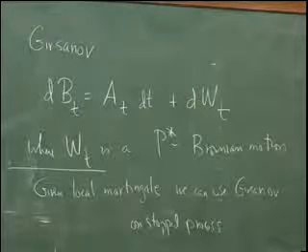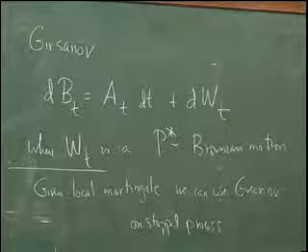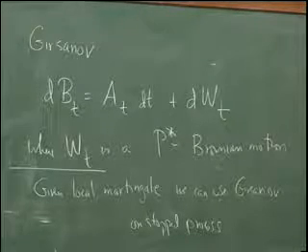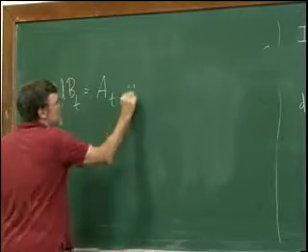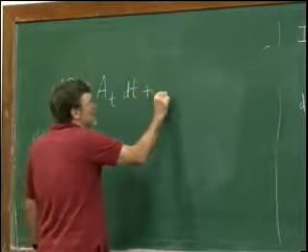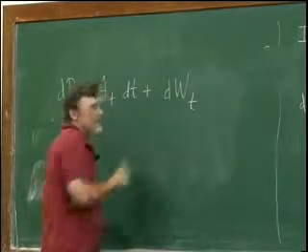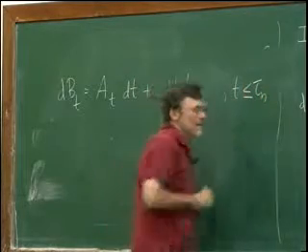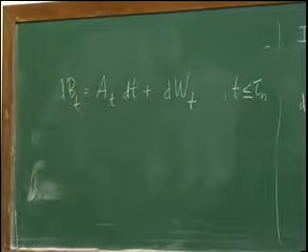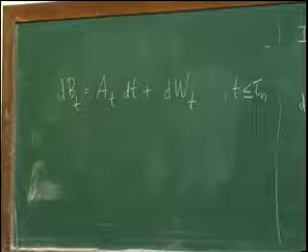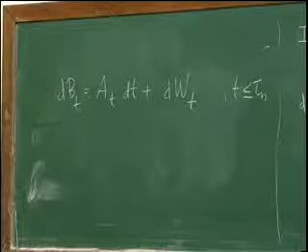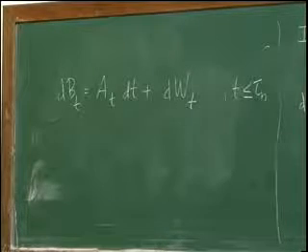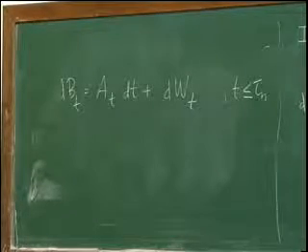And then we get the same equation, that dB_t equals A_t dt plus dW_t, although at this point we just have to be careful that that's true for t's less than or equal to tau_n. But the process A_t doesn't depend on tau_n.